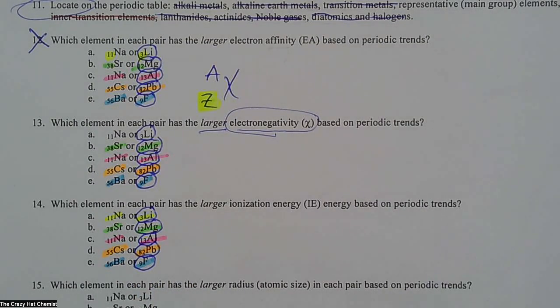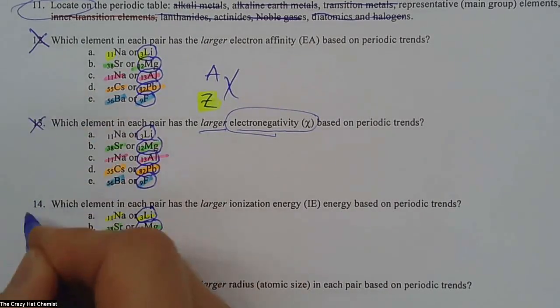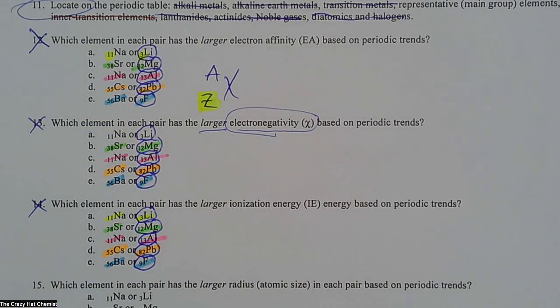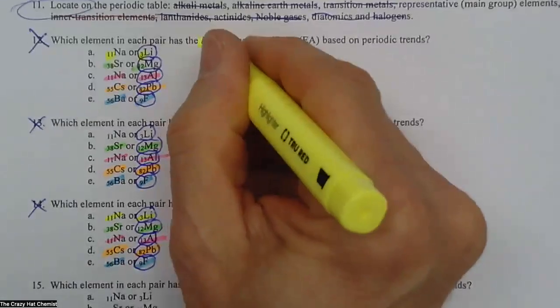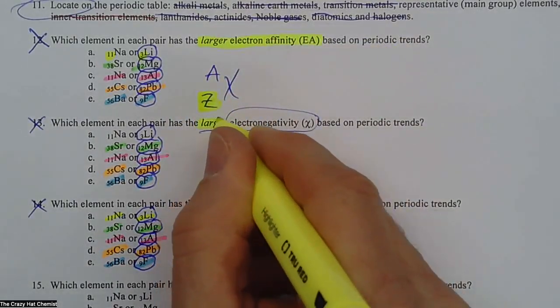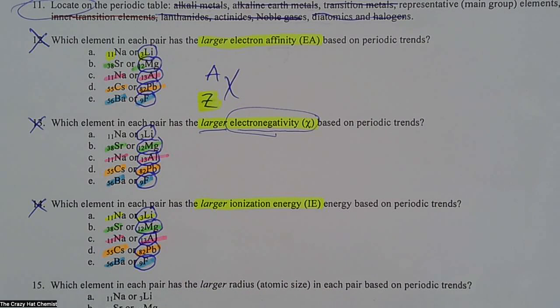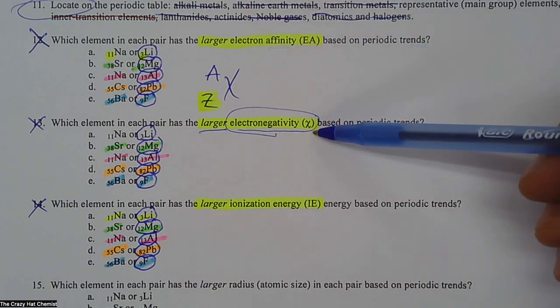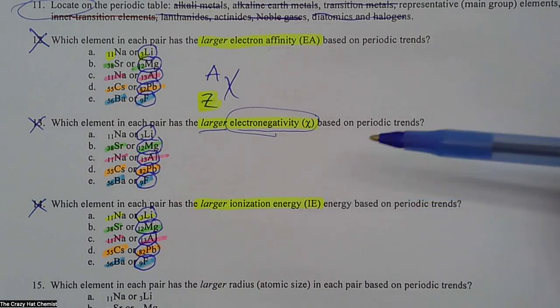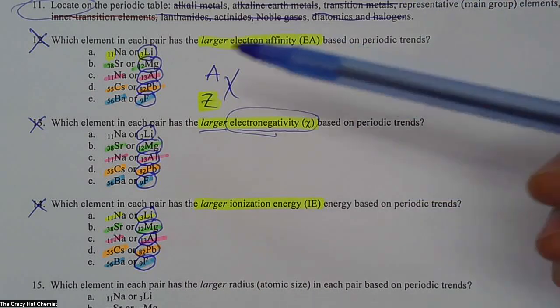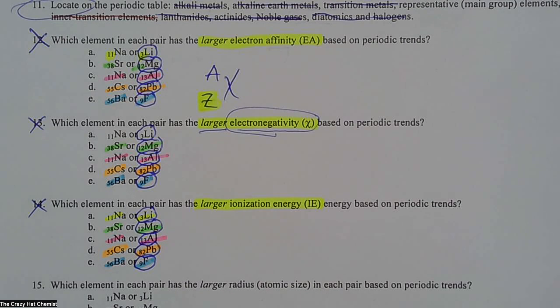All right, I want you to notice for questions 12, 13, and 14 that we just completed, they are asking different questions: the larger electron affinity, larger electronegativity, larger ionization energy. You should note that electron affinity, electronegativity, and ionization energy all follow the same trend, and that's why the answers are all the same. That seems pretty simple, actually. All right, let's do another problem.